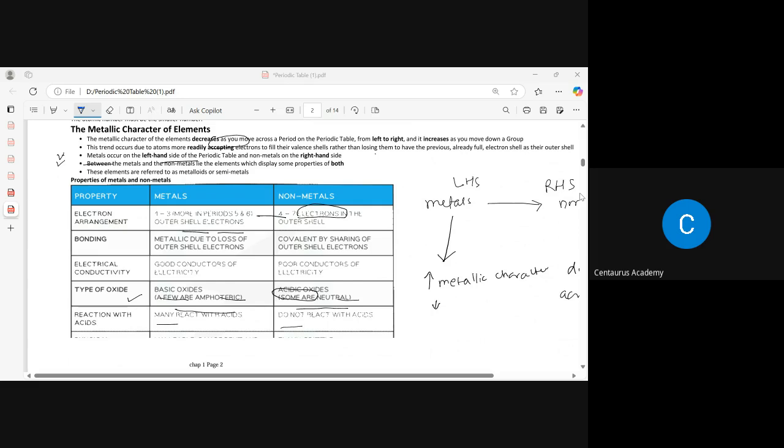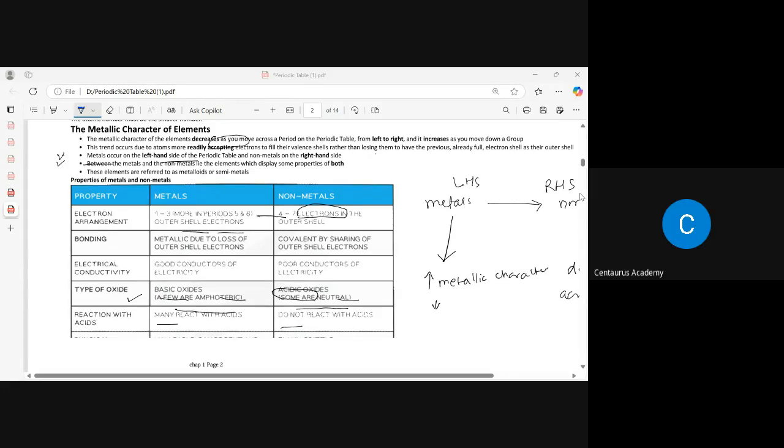Yes, Ayan. Ma'am, I think because as we go down the group, the number of shells increases, so the number of outer electrons also increases. And what happens is that the electrons get further away from the nucleus, so that's why the metals have a higher tendency to lose that electron. So that's why they're really reactive.